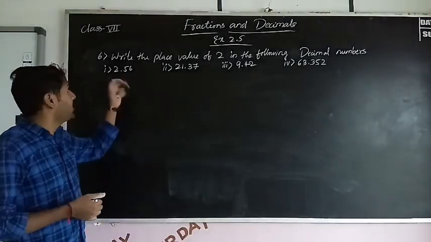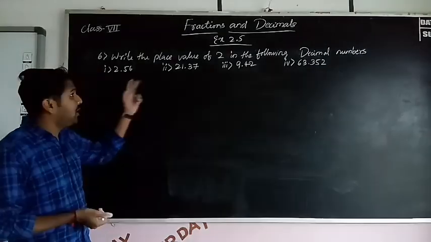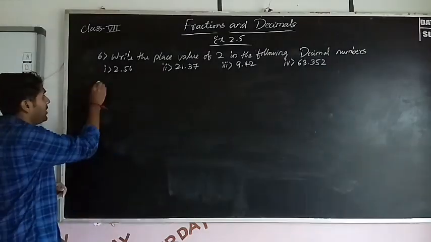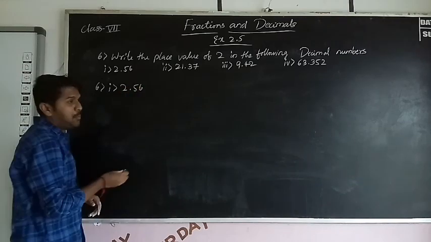So next question, the sixth one: write the place value of 2 in the following decimal numbers. There are 2 problems. I will take the first one, sixth one, 2.56. So the place value of 2.